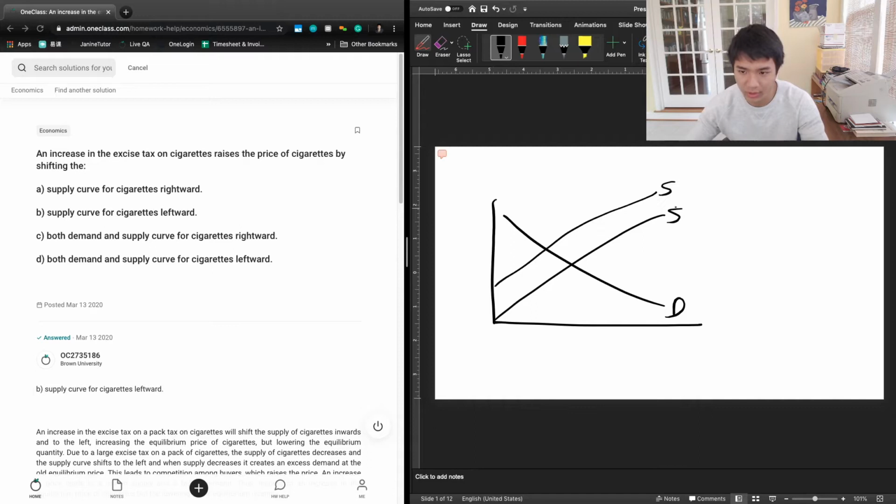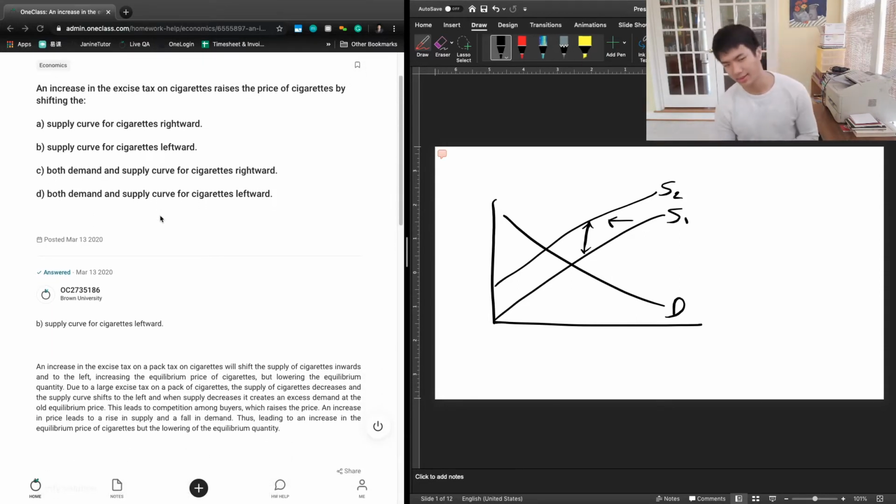It's going to be a leftward shift in the supply curve, and the excise tax is going to be the difference in price for the equal quantity supplied for each type of good, right? And so that increase in excise tax is going to be resulting in answer choice B, supply curve for cigarettes shifting leftward. And to add on to that, we would say by the amount that the excise tax is that is levied on the cigarettes.